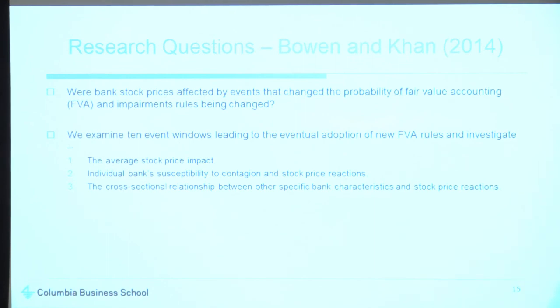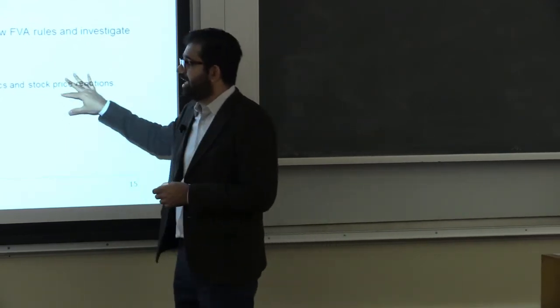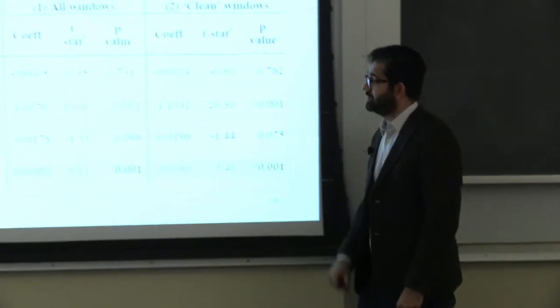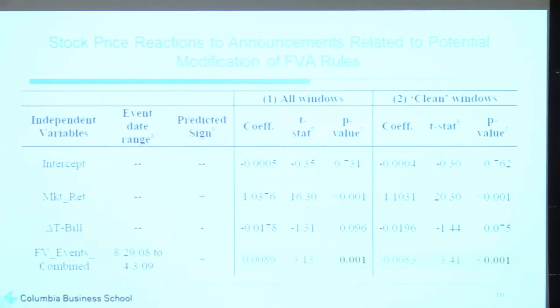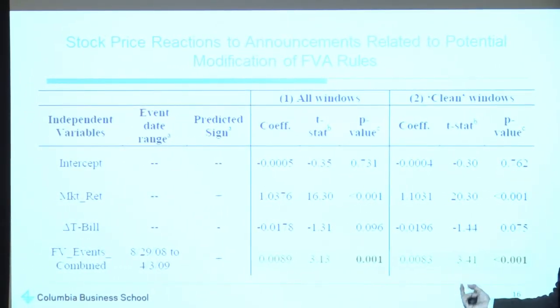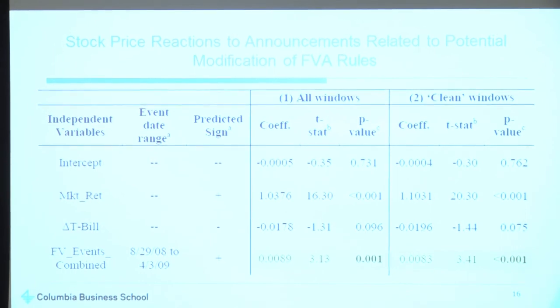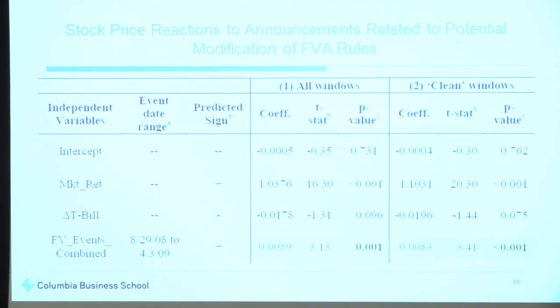Similarly, there are certain other bank-specific characteristics which make banks more susceptible to contagion, for example, a larger portfolio of illiquid assets. So easing of fair value rules actually helps those banks more. And then we examine the stock price reactions around these 10 important events. Essentially, what we find, controlling for other determinants of bank returns, is a significantly positive stock price reaction around these 10 events, which complements findings from my other paper: market participants perceived fair value accounting to be hurtful to banks, and the easing of fair value accounting rules was actually beneficial.